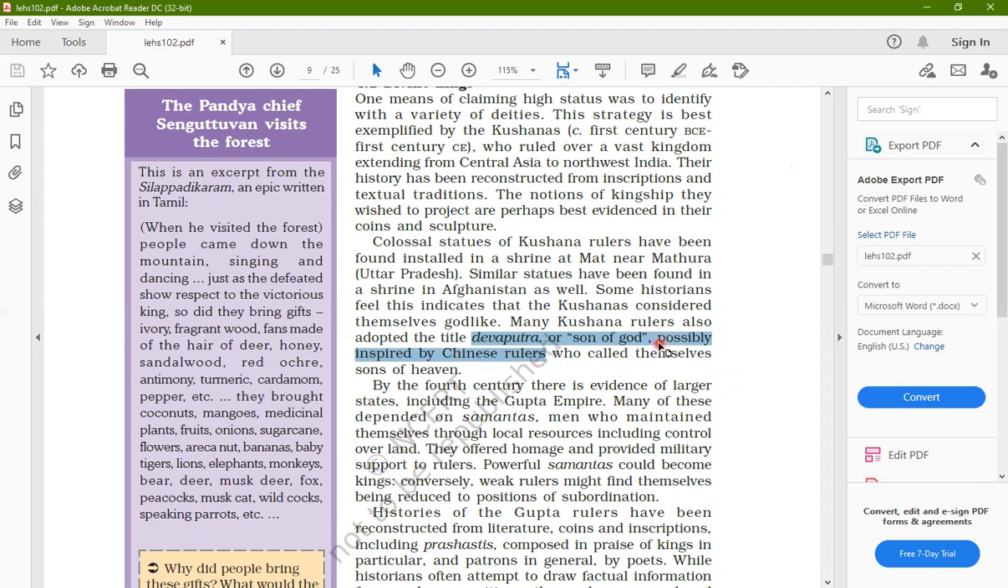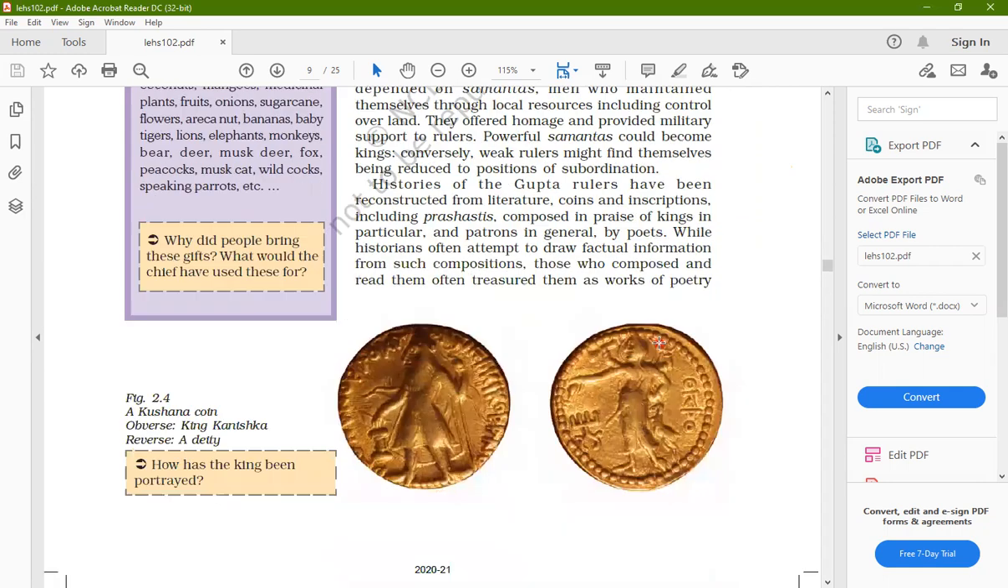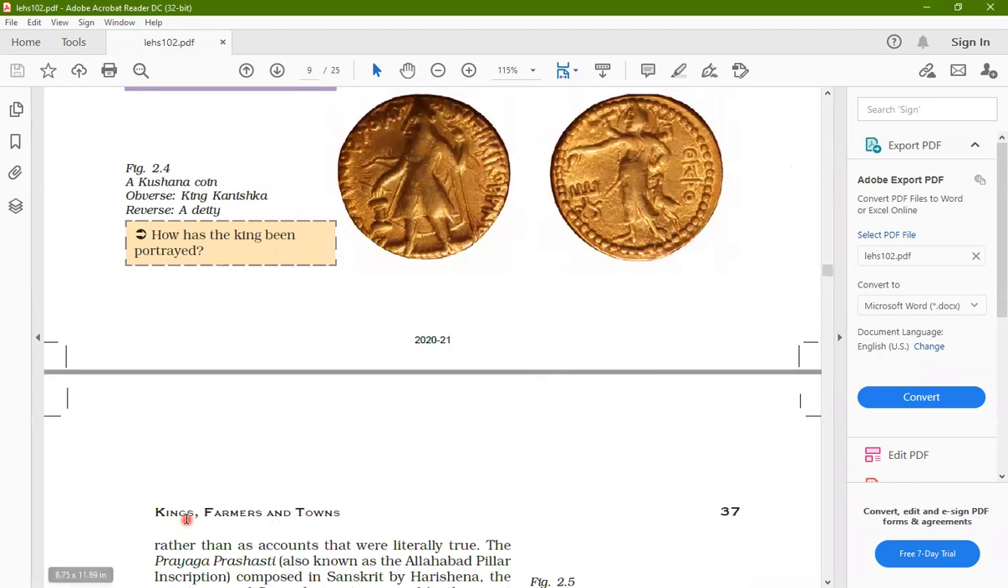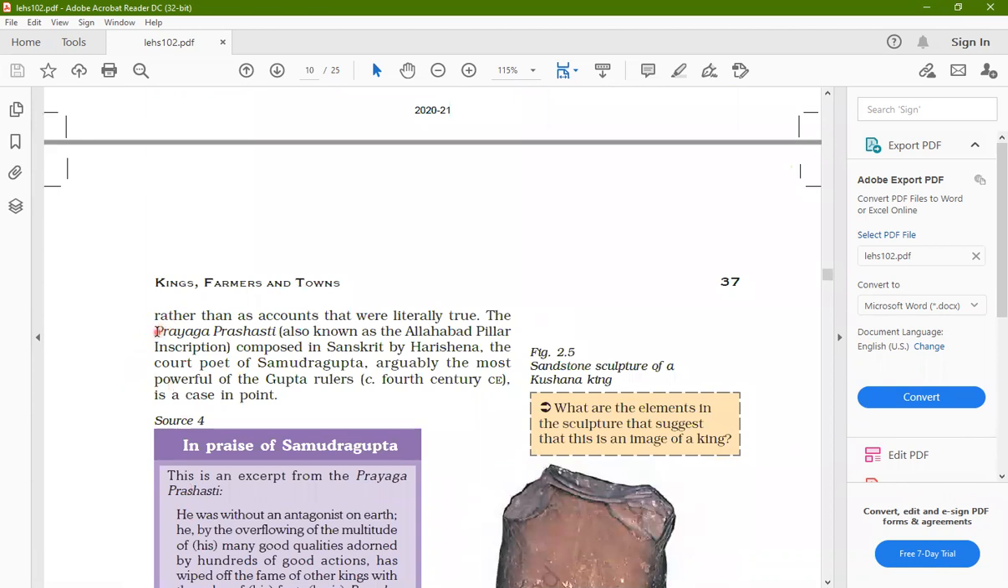So now next we have the Gupta rulers. The main thing which you need to note in the Guptas is about Prashastis and the Samantas. What was the work of Samantas? Who were Samantas? And the Prashastis. Mainly we have the Prayag Prashasti, if you can see here, also known as the Allahabad Pillar Inscription. This was composed in Sanskrit by Harisena, the court poet of Samudragupta.